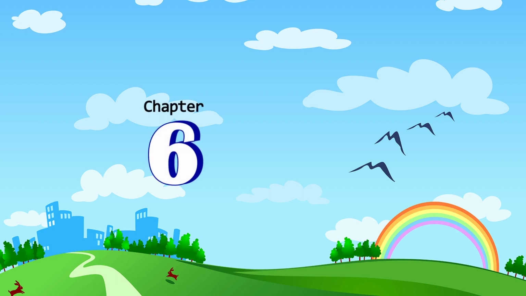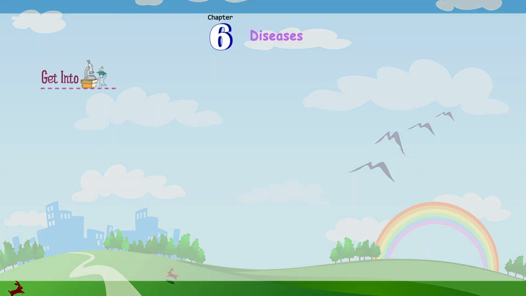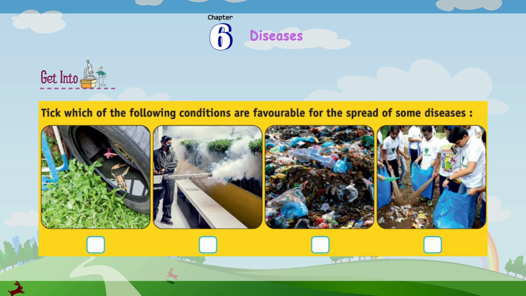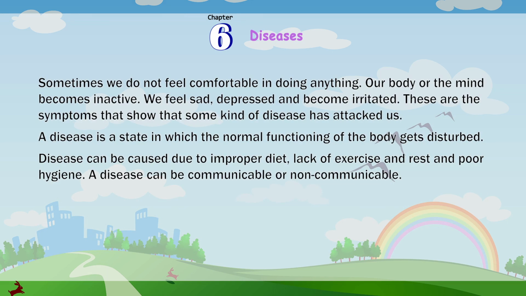Chapter 6, Diseases. Get into. Tick which of the following conditions are favorable for the spread of some diseases. Sometimes we do not feel comfortable in doing anything. Our body or the mind becomes inactive. We feel sad, depressed, and become irritated. These are the symptoms that show that some kind of disease has attacked us.